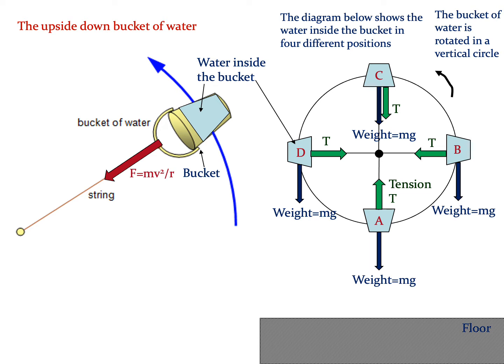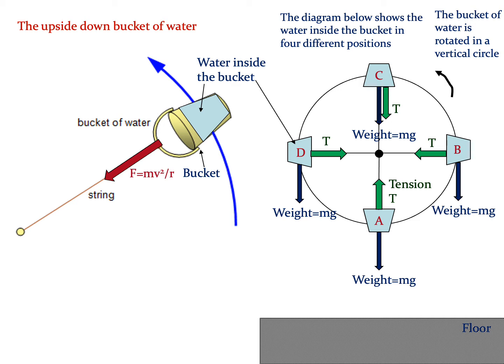At position B, the tension is not opposed by the weight at all because the weight acts at right angles. So the tension in itself provides the mv squared over r force. Now, if that body of water is moving around with uniform circular motion, then the centripetal force mv squared over r must remain constant. So the resultant of the tension and the weight must always give you a constant F, which is mv squared over r.